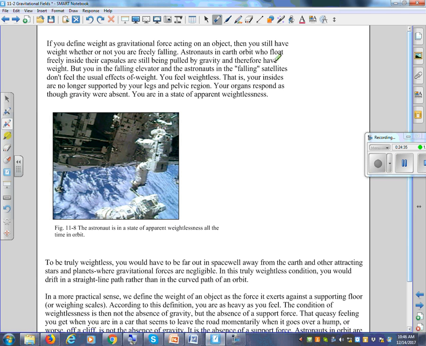You feel weightless. That is, your insides are no longer supported by your legs and pelvic region. Your organs respond as though gravity were absent. You are in a state of what we call apparent weightlessness. You feel weightless. You are not actually.